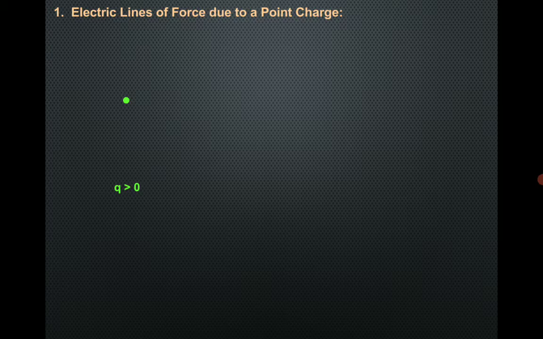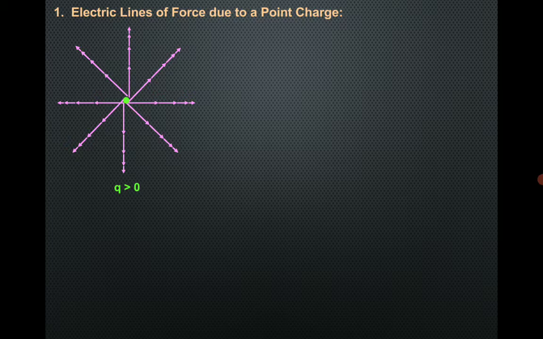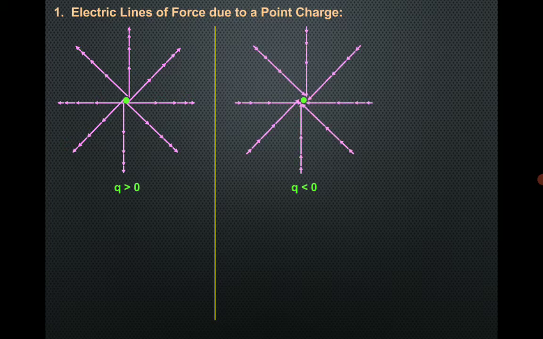Let's have a point charge, that is q is greater than 0, so electric lines of force will be radially outward like this. Q greater than 0 means positive charge. If point charge q is less than 0, negative charge, so the electric field lines will be radially inward. Radially inward means if we join equidistant points on the electric field lines, we'll get a sphere. So the electric field lines will be along the radius of the sphere. So that's why the word radially inward or radially outward is used.